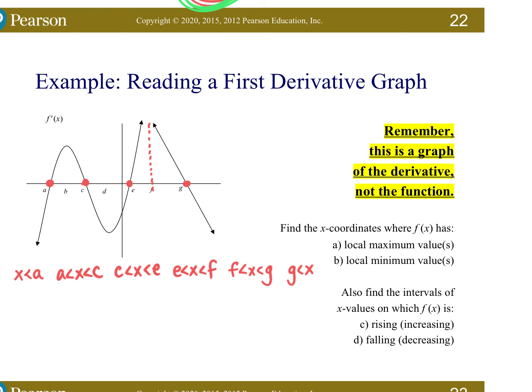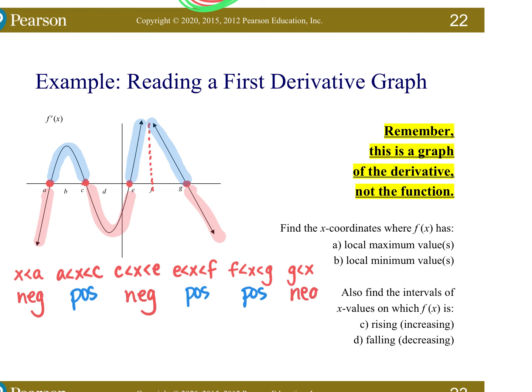Okay, then if it helps you, blue for above the x-axis. So everything that's above the x-axis, maybe you write positive there. Positive. E to F, positive. F to G, positive. Okay, red for below the x-axis. So we write negative, we write negative, we write negative. All right, now I'm not going to give you the answers this time. I'm going to have you do it.